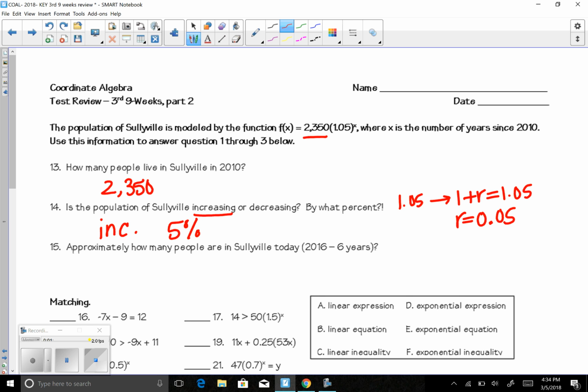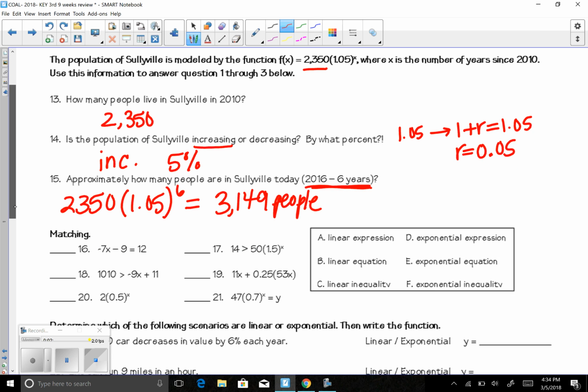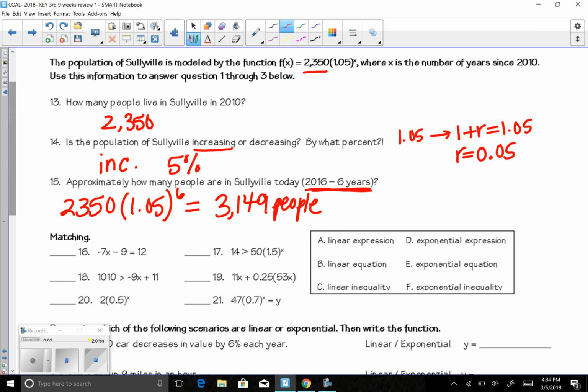So approximately how many people are in Sullyville today? We know it's not 2016 now, but we're just going to go with this. 6 years. So you're just plugging in. So 2,350 times 1.05 to the 6th power. You're going to need a calculator. And you're going to get around 3,149 people. And we would round that to the nearest whole number because the context of the problem is people.